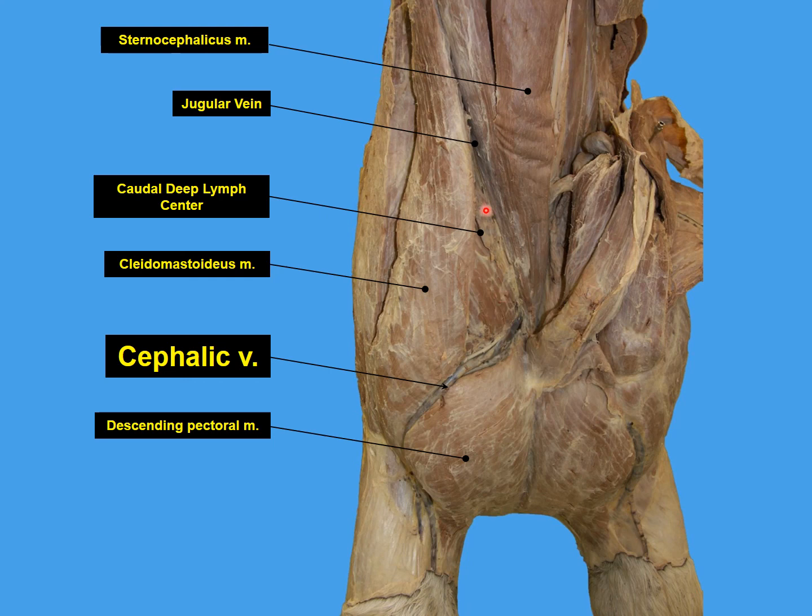This is the caudal deep lymph center that we will talk about also when we talk about the lymph centers of the equine neck. But jugular vein, cephalic vein, deltoid branch of the superficial cervical artery, all of these vessels, in addition to the cervical lymph center and also the thoracic inlet, are very important when a horse lacerates the pectoral region, injuring the cutaneous colli muscle.